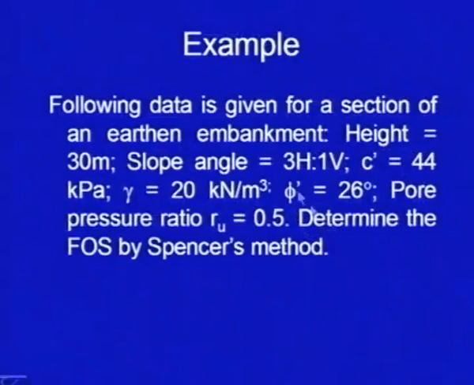Let us again take an example here. Following data is given for a section of an earthen embankment. Height is 30 meter, slope angle specifically we have taken directly 3:1. If some other slope angle is given, we have to do the interpolation. C dash is 44 kPa, gamma is 20 kilonewton per meter cube, phi dash is 26 degree, and pore pressure ratio Ru is equal to 0.5, and we have to determine the factor of safety by Spencer's method.